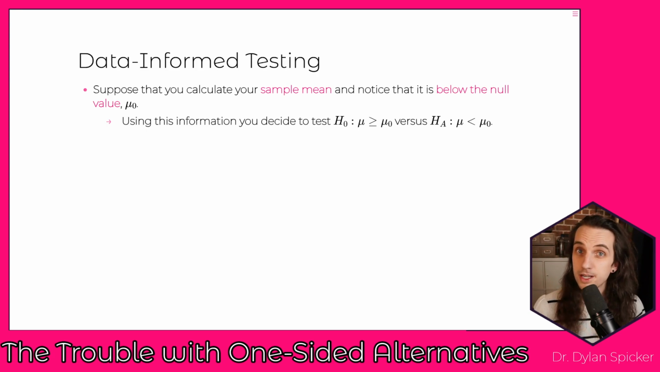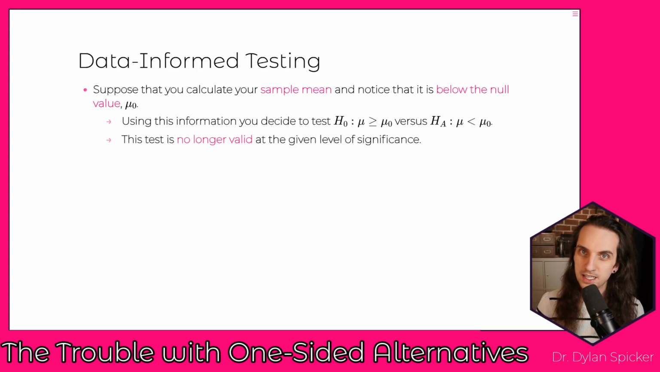Now, using this information, we could decide to test the null hypothesis that it's greater than or equal to versus the alternative that it's smaller. Remember, we already know that it's smaller, so we already know we're looking at that lower tail. And so if we decide to do this, then we're going to end up with too many false positives, right? We're going to end up rejecting the null too often. The test is no longer going to be valid at the given level of significance.